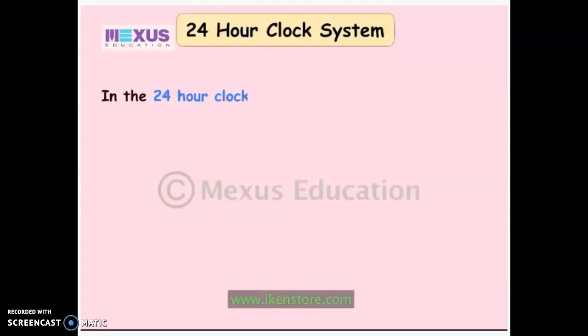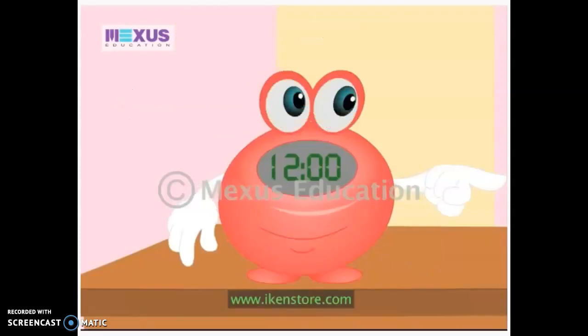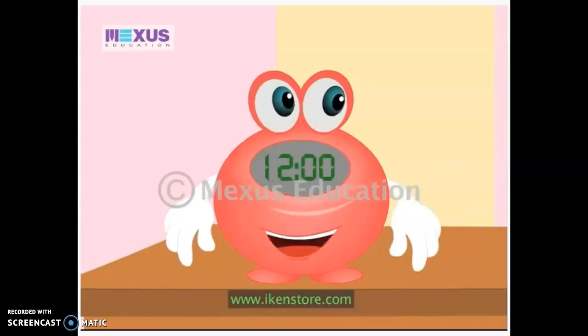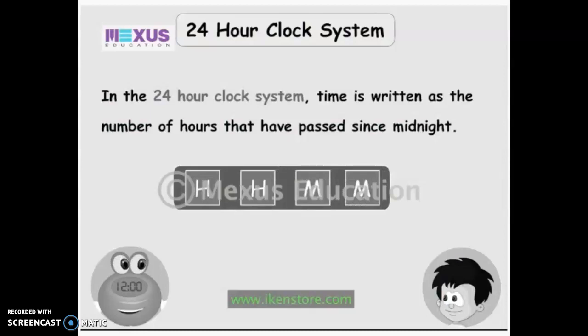The 24-hour system of time is written as the number of hours that have passed since midnight. In the 24-hour system, the day is not divided into two parts of 12 hours each, but is a continuous period of 24 hours. In the 24-hour system of time, the time is written in 4 digits. The first 2 digits on the left are for the hours and the next 2 digits are for the minutes.